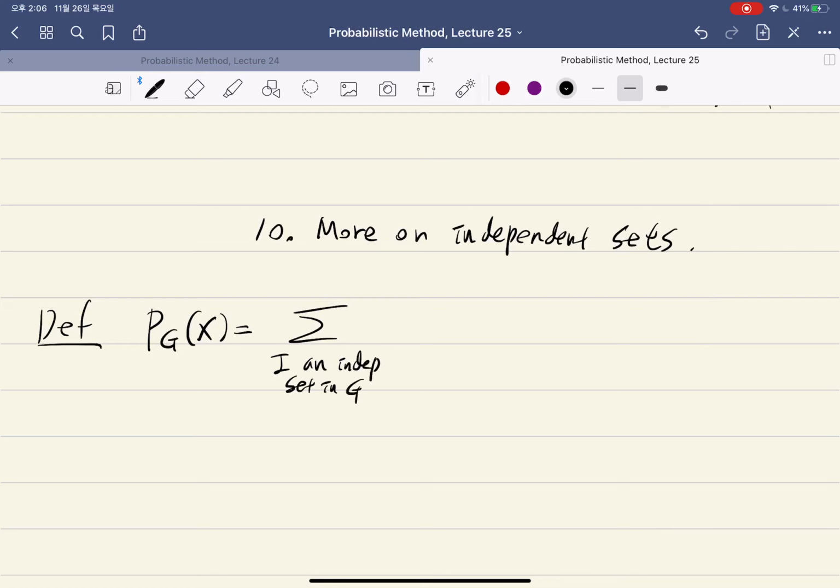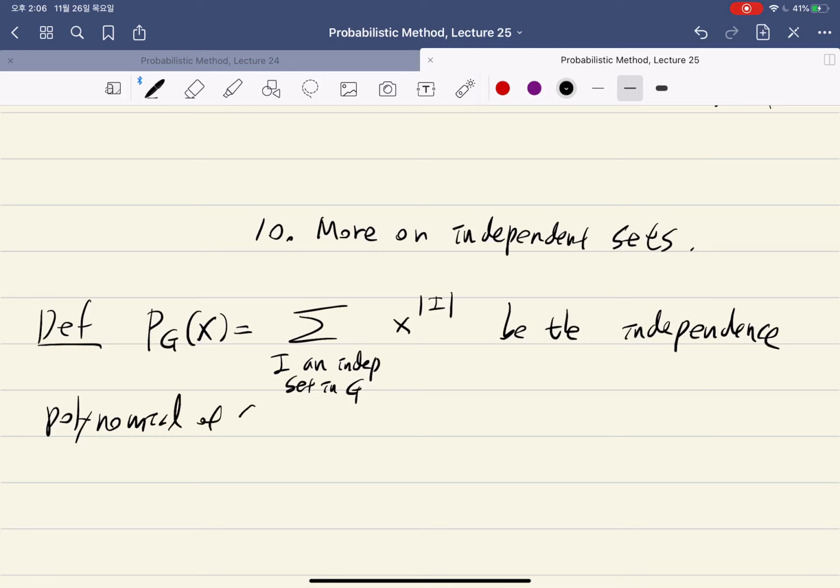In G, we consider all independent sets and we add the monomial with the exponent, which is the size of the independent set. This is the independence polynomial of G, or it's also called the partition function of G.